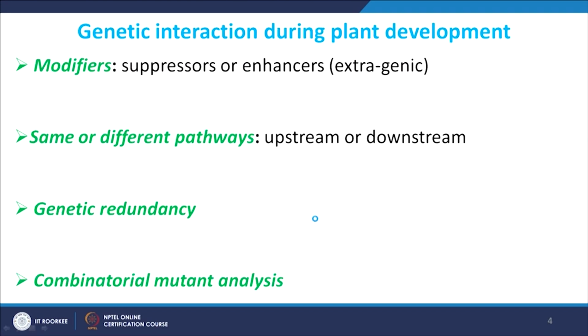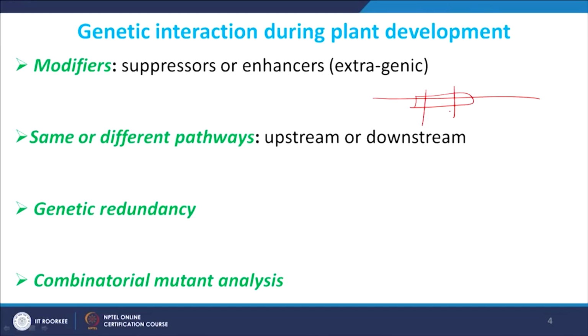As I said, you can identify modifiers, which could be either suppressors or enhancers. One possibility: let's assume you have a mutant where the mutation is in this particular gene, and you try to identify a suppressor mutant by mutagenizing again. There is a possibility that another mutation happens in the same gene, either at the same site or at a different site, and the second mutation might restore the function of this gene. Such mutants are called intragenic suppressors.